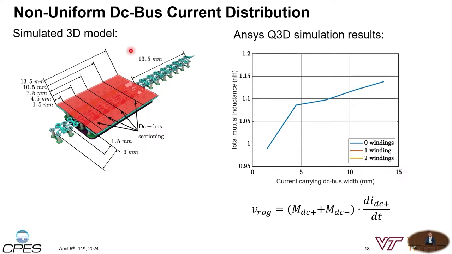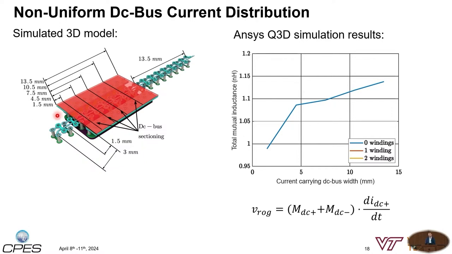What we see on the left is the 3D simulation model that we used, where we have in red the DC bus with a DC bus width of 13.5 millimeter. And then we had multiple iteration steps where we decreased the size of the DC bus and had the current crowd into a more and more narrow area within the DC bus structure. But we kept the current the same.